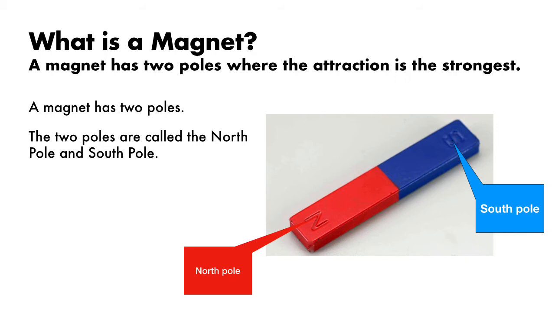The second characteristic of a magnet is that a magnet has two poles where attraction is the strongest. For example, look at this bar magnet over here. This bar magnet has two poles. Where are the two poles? In a bar magnet, the poles are always at the ends of the bar magnet. One end is called the north pole, and the opposite end is called the south pole. The two poles are for attracting the magnetic materials.